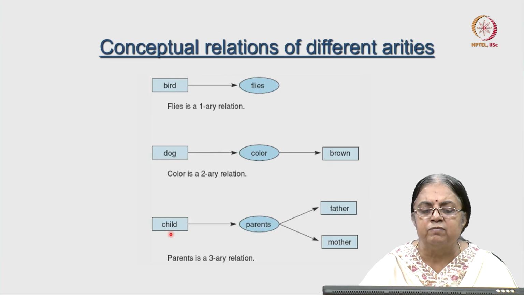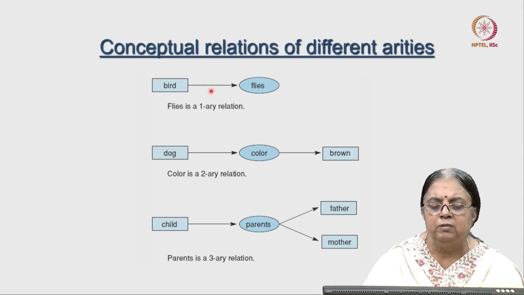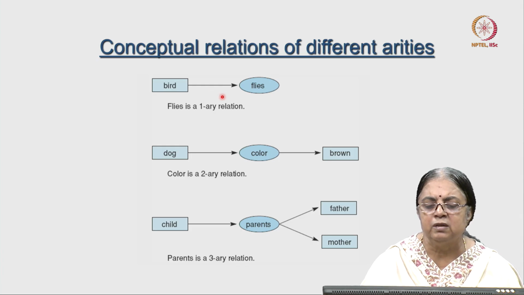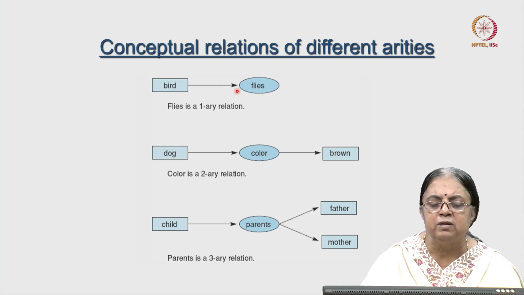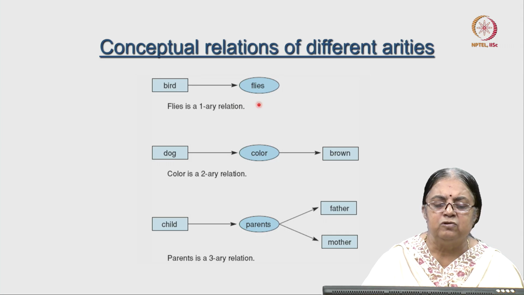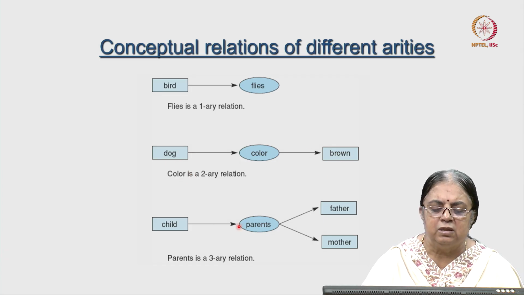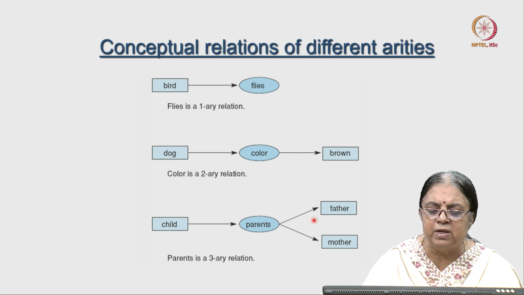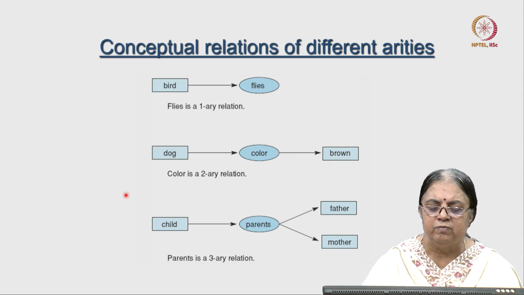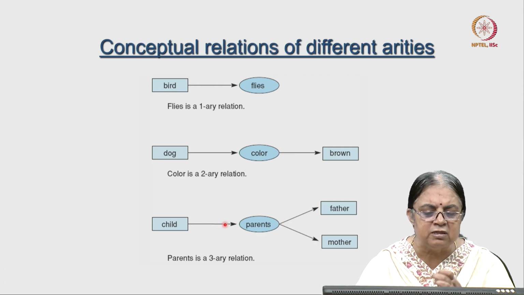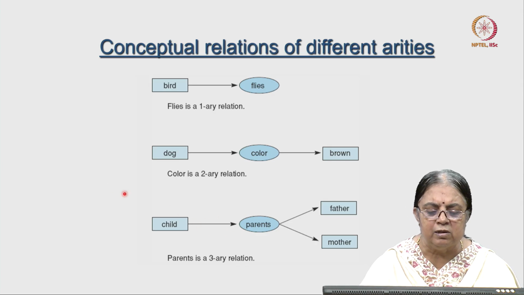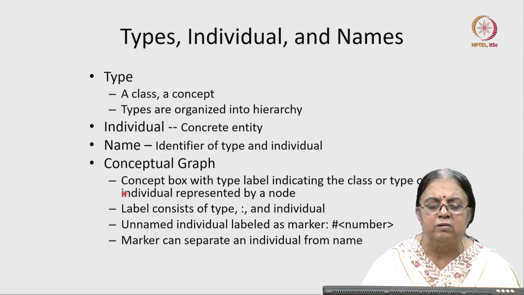So, here you have a bird, okay, conceptual relationship, bird flies, right. So, this has only one concept basically, and here you are saying that dog color is brown, right, and a child has parents, and the parents are father and mother, etc. So, here you can see that the arcs do not have any label on them basically. Okay.